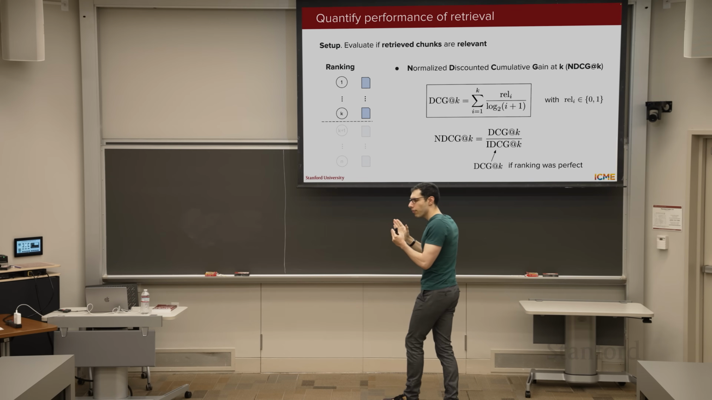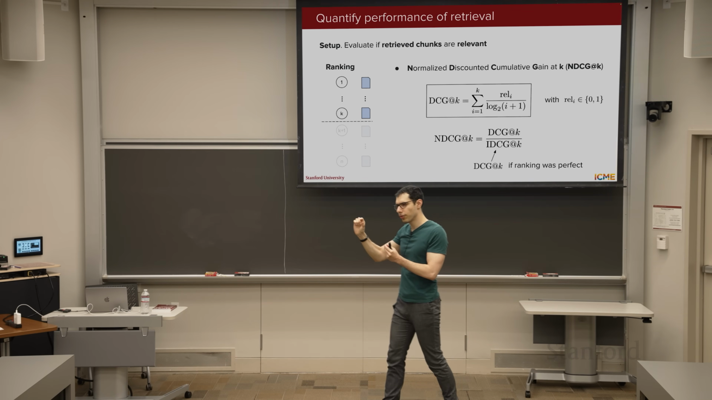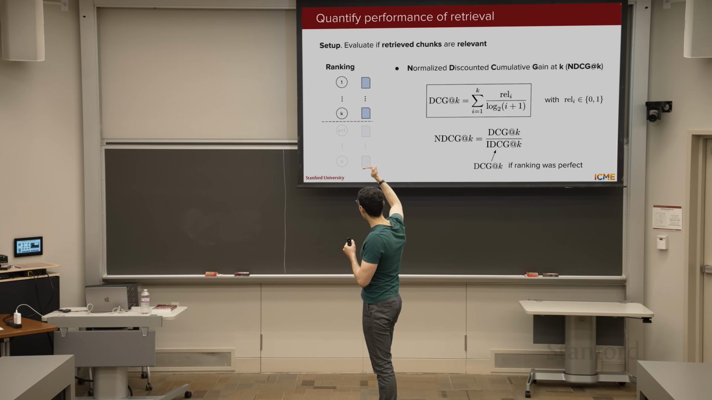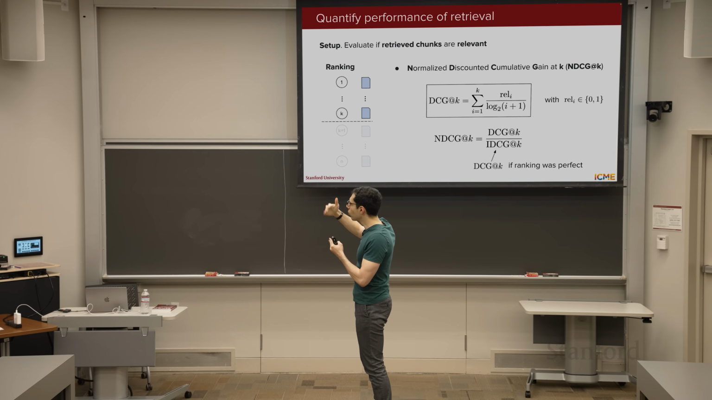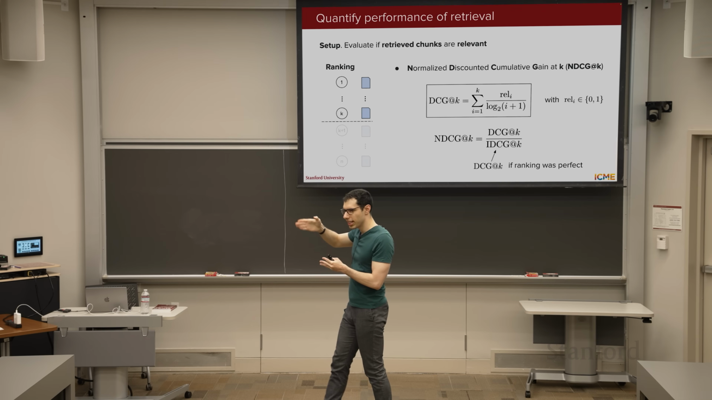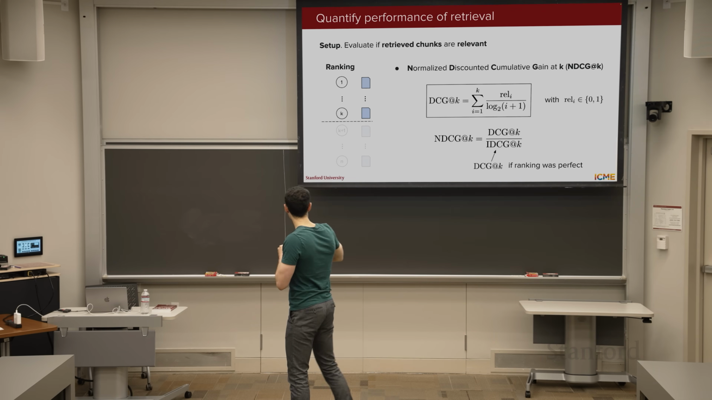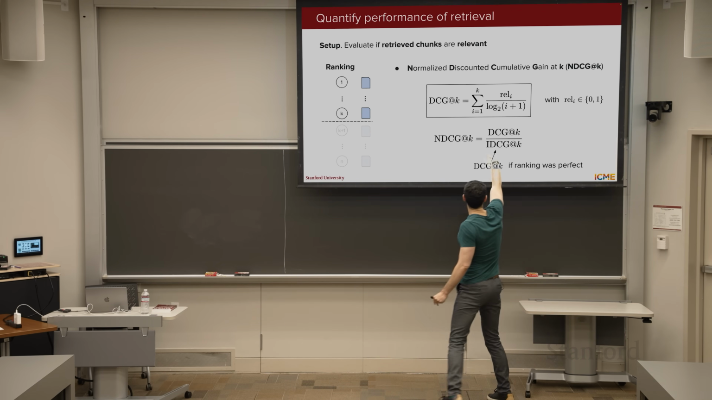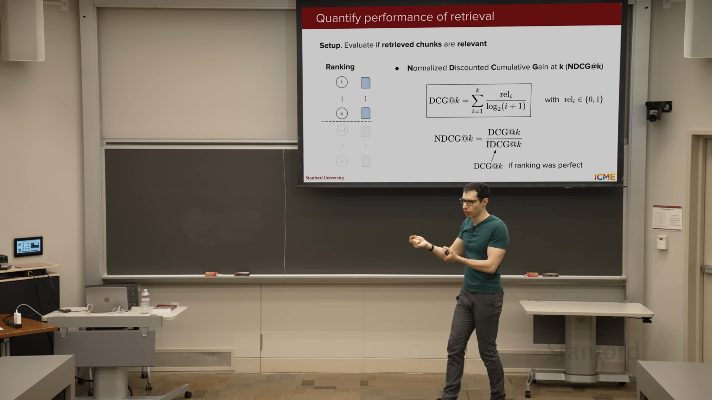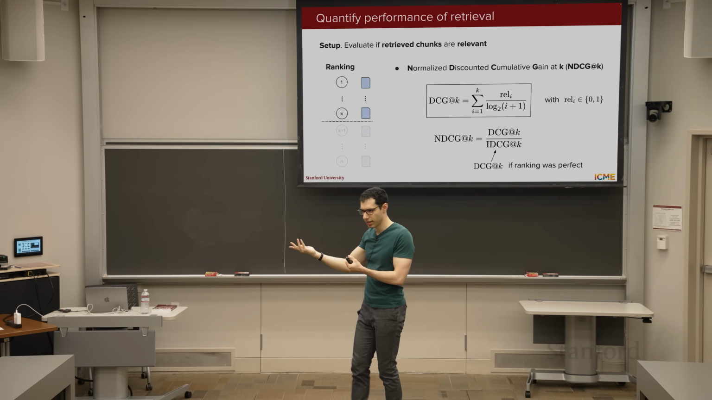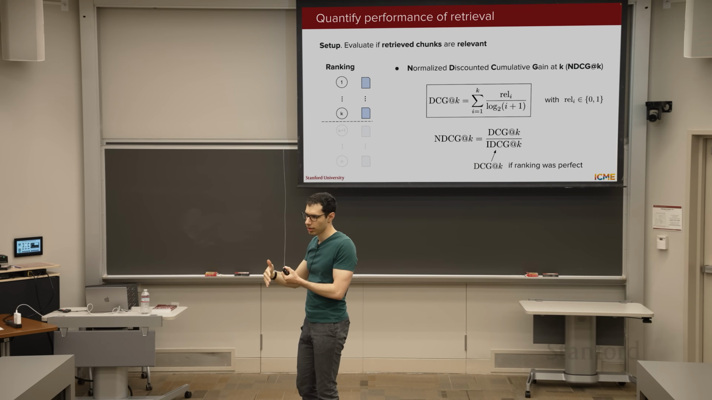Now, you typically have a score for each retrieved chunk. So you're going to sort these chunks by the score in a descending order. And the relevance here that you're going to use is the actual label. So is the chunk actually relevant or not?